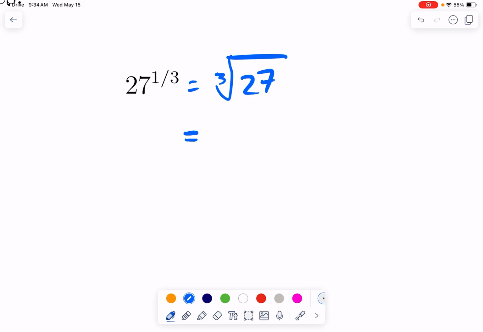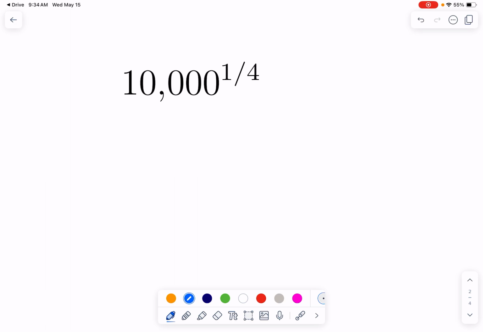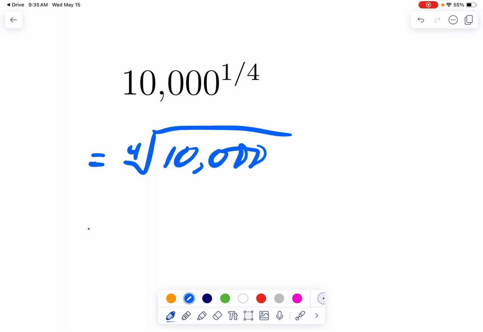Maybe you don't have that memorized, but if you just take a few educated guesses, you should figure out it's 3. What is the 1/4 power of 10 to the 4th? That means the 4th root of 10,000. We're essentially asking, what's the number where when we raise it to the 4th power, we get 10,000? And hopefully you notice that's just 10.